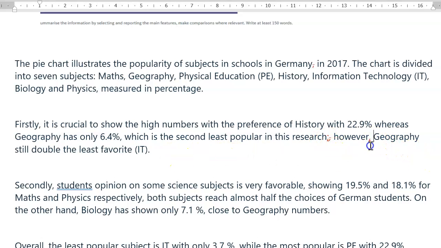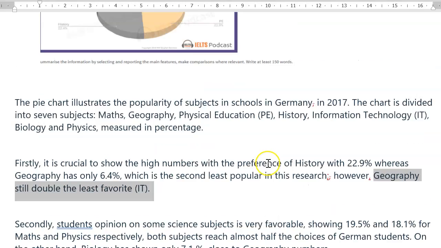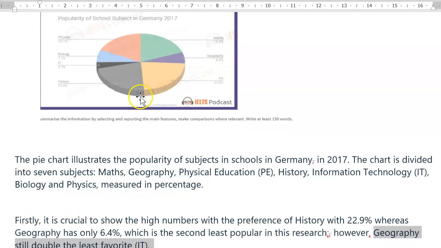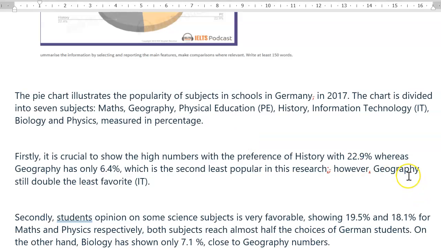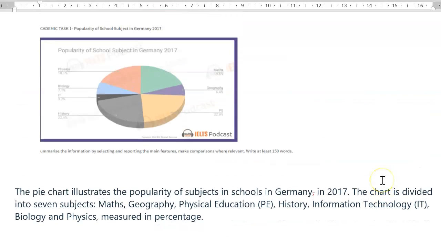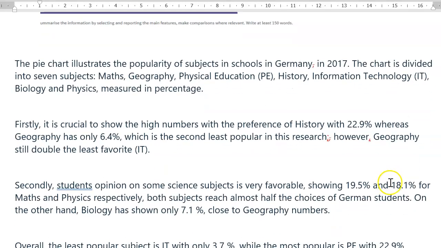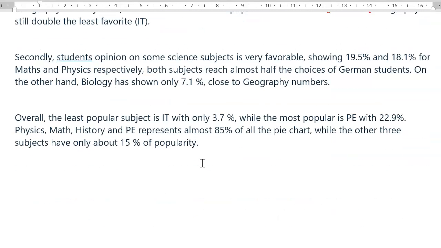Okay, I'm not sure what you mean by geography still double the least favorite. So geography, let me have a look. Geography double the least favorite. Oh, I mean, okay, I got it. So geography is about 6 point something percent, while IT is 3.7, right? So yeah, that's almost double. Almost. This sounds confusing, so you would have to say this more clearly.